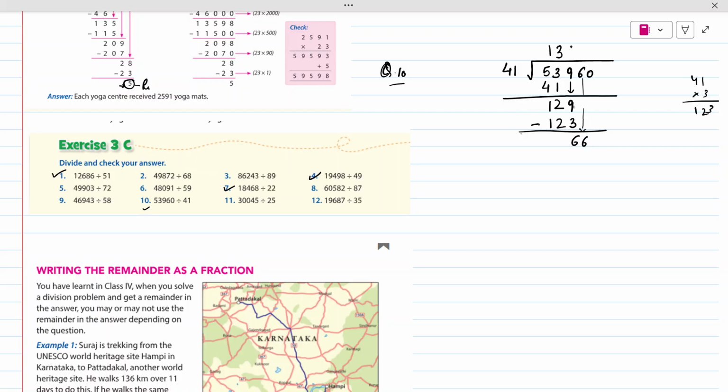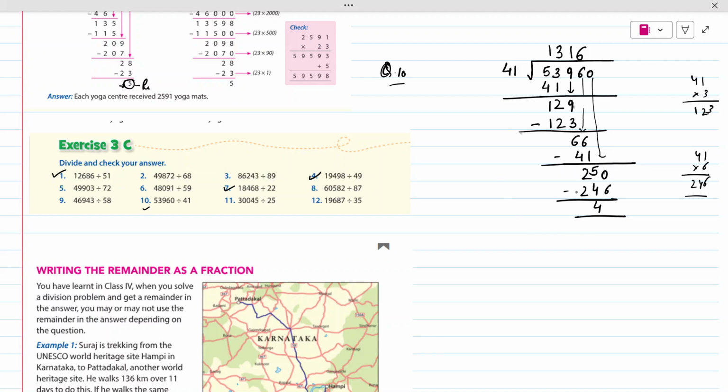Now 41 into 1 will again give me 41. Subtraction: 6 minus 1 is 5, 6 minus 4 is 2, and then take 0 down. This is 250 here. Okay, so now let's multiply with 6. 6 into 1 is 6 and then 24, which is very near to this. So we will take 41 multiplied by 6, which is equal to 246 here, and subtract it, we will get 4.